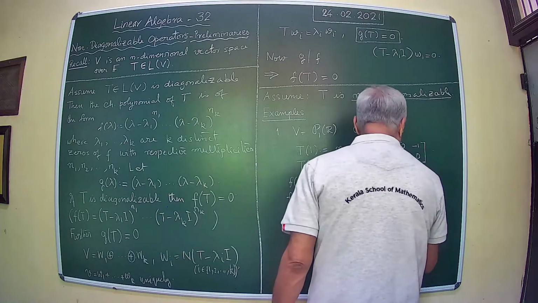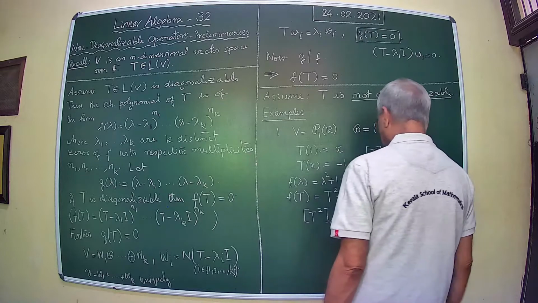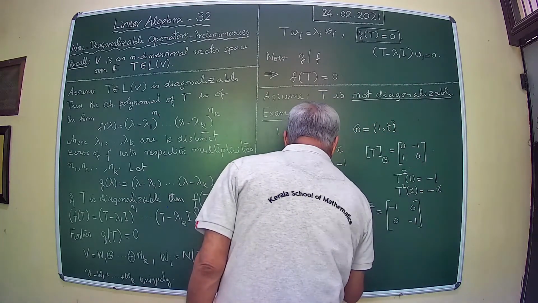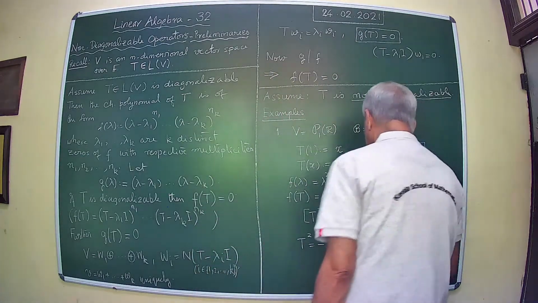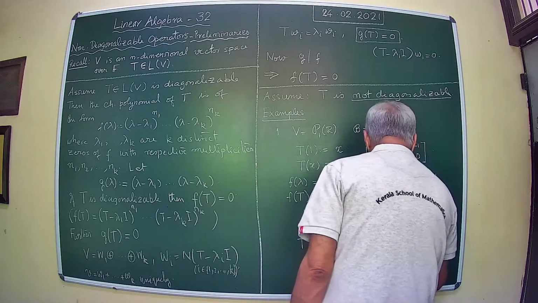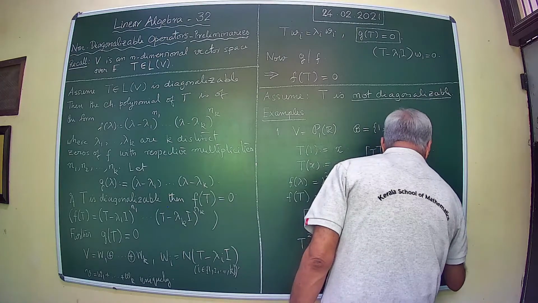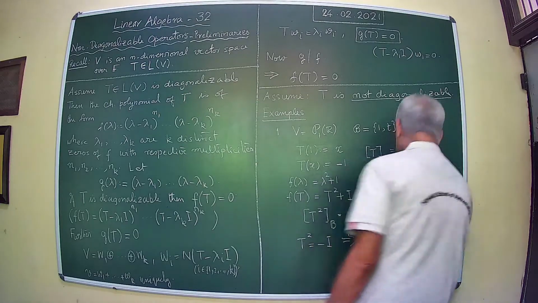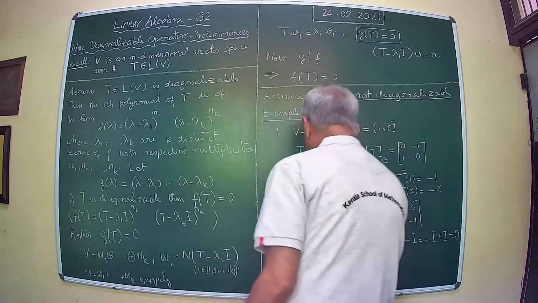Okay. Therefore, you see that the matrix representation for T square is equal to minus 1, or T square is equal to minus 1. Which implies f of T equal to T square plus I, which is equal to minus I plus I, which is equal to 0. Therefore, we have f of T equal to 0.